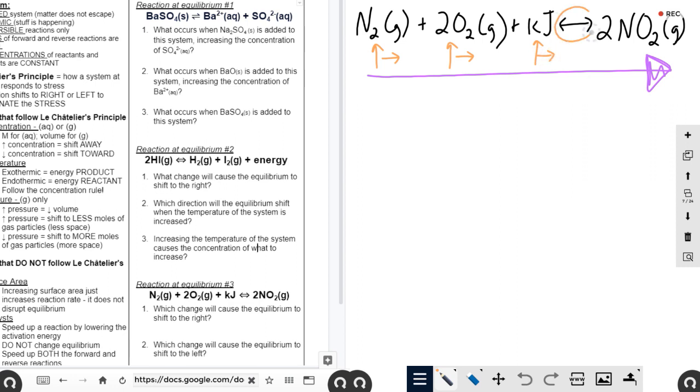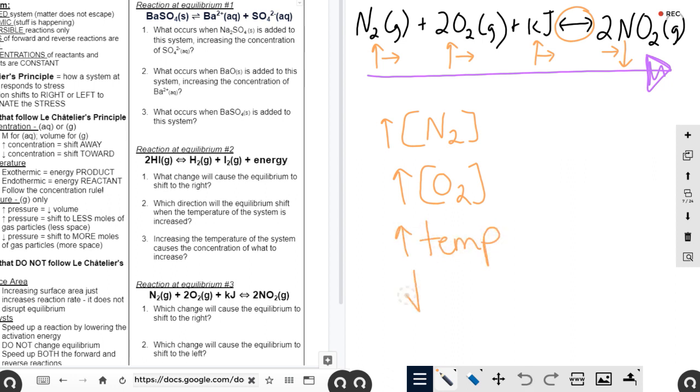Or, here's my arrow, I'm going to do the opposite on this side. If I don't have enough of this, why? I need to make more, so it will also go that way. So I could increase concentration of N2, I could increase concentration of O2. How do I increase kilojoules? Increase temperature. Or, because this one is on the other side of the equation, it does a different thing. I would decrease NO2. All right?